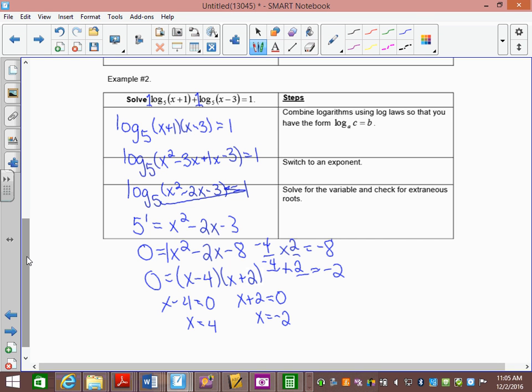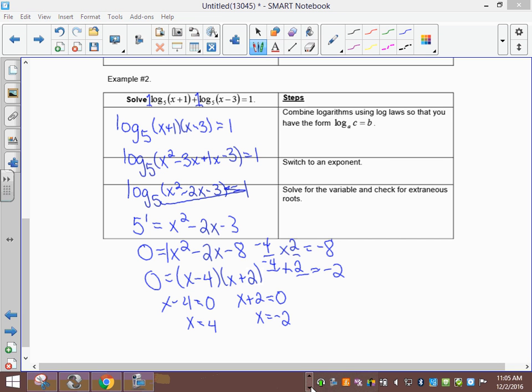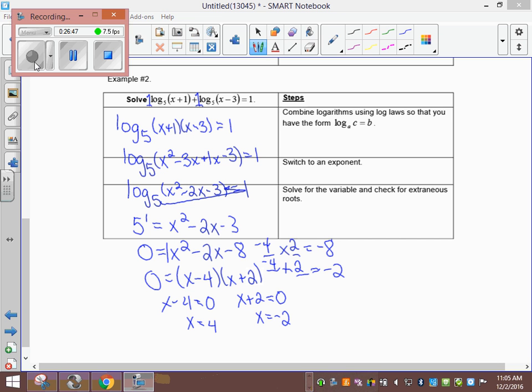I take the negative 2. Negative 2 plus 1 is negative 1. Go log negative 1 divided by log 5. What's log negative 1 divided by log 5? What does it say when you type it in? Error. You can't do it. If, when you plug this in, you get a negative beside the log or a negative in the base, it can't happen. This one's out. So the only answer is x equals 4.